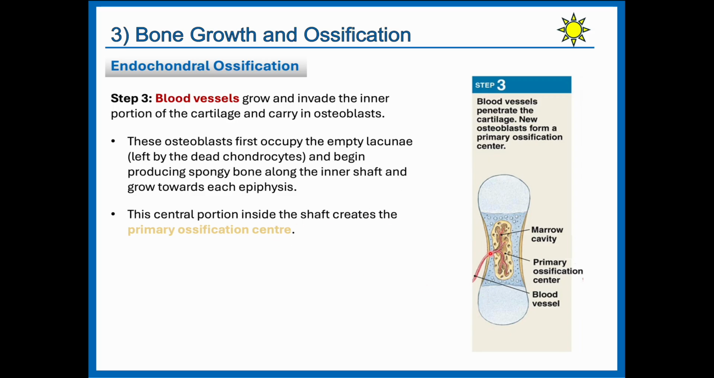So this growth of bone in the middle, right? We call this primary ossification centers. It's the first place, the center where we make bone. We're gonna see secondary ones in a minute. This is called the primary ossification center.